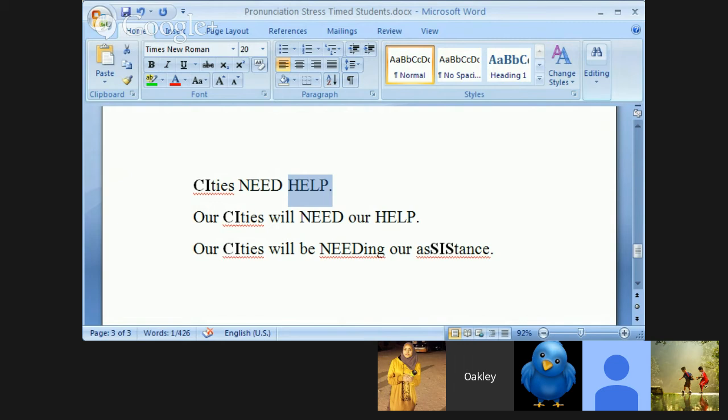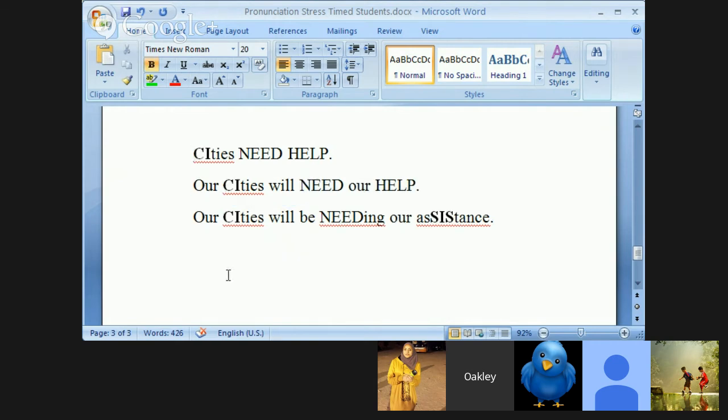All right, let's give this one a try. Sawa? Cities need help. Our cities will need our help. Our cities will be needing our assistance. Oh my goodness. Hang on, let me give you some help. A couple of pointers here.